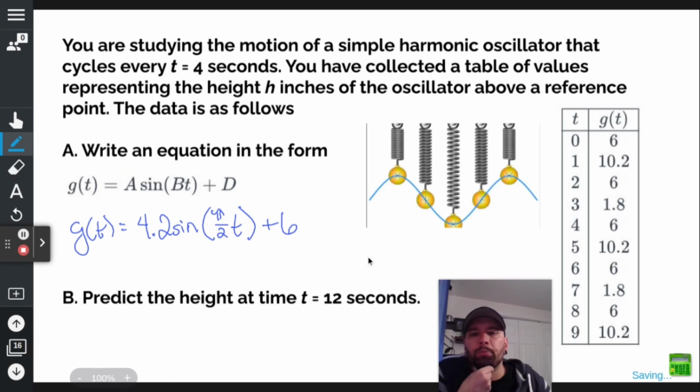All right, t again represents height. I probably should have used h for height, even though it says write this equation in the form g of t. That's all right, not the end of the world. We're using g of t. But I have to find the height at time t equals 12 seconds. So I'm going to find g of 12, which means I could use my table here, but I'm going to let my calculator do all the work.